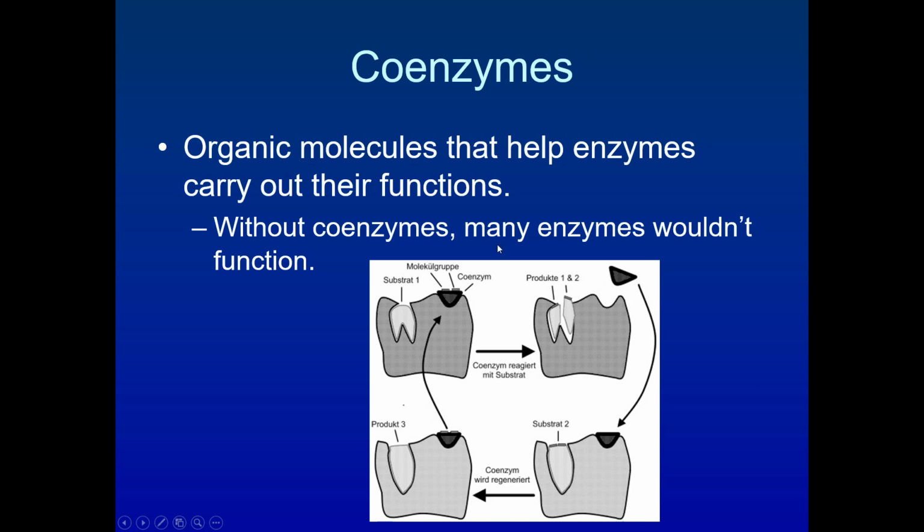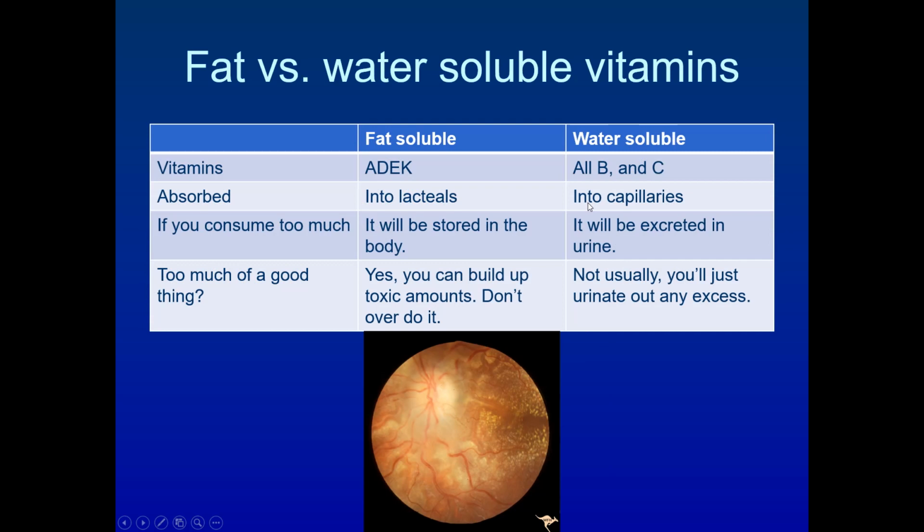So we need those coenzymes to help our enzymes carry out their functions. Now, vitamins can be classified as either water-soluble or fat-soluble. All your fat-soluble vitamins are vitamins A, D, E, and K. We talked in the last chapter about where you would absorb them, so that should be good.